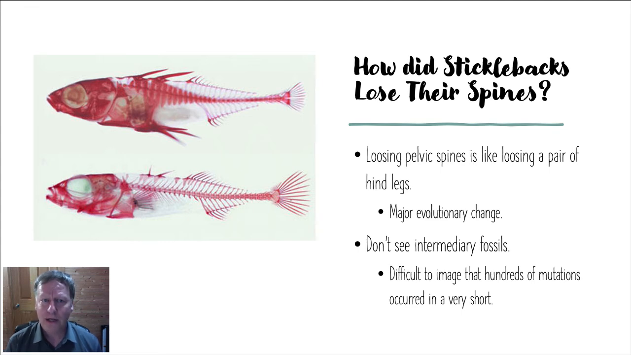But what's a little strange is we don't see intermediary fossils. We don't see some sticklebacks with medium-length spines, and over time them getting smaller and smaller, which you kind of would expect as mutations accumulate over time, affecting the spines. So how did this happen?